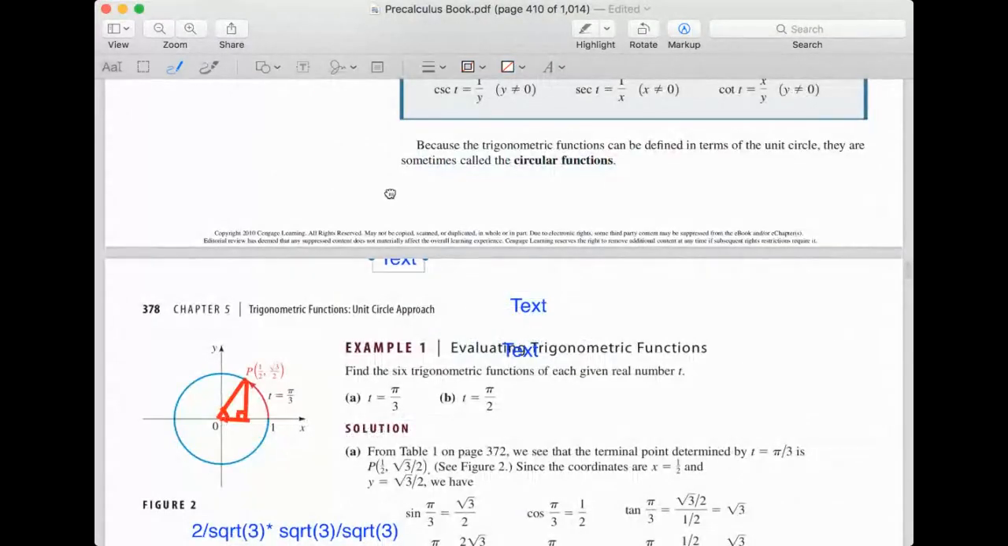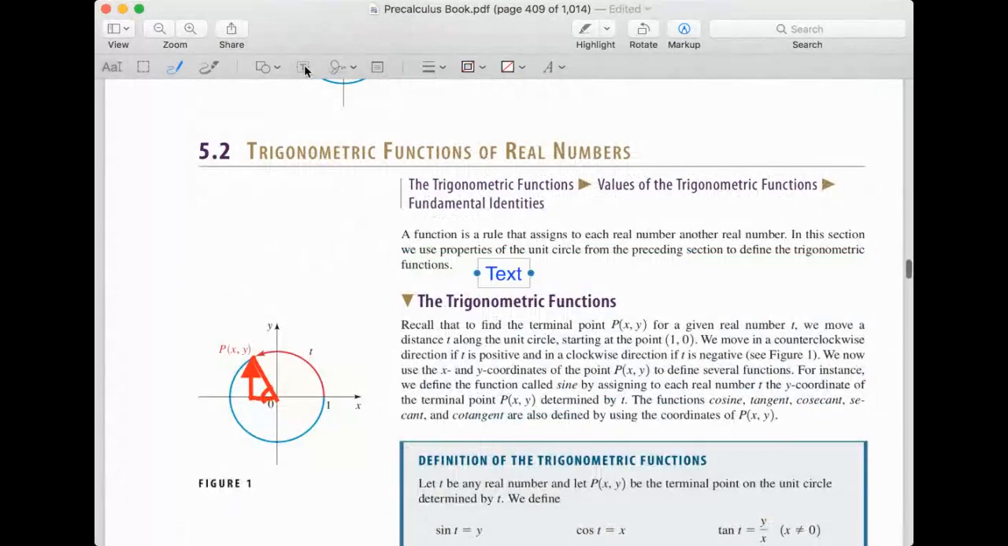Interesting, it doesn't come to above. Why not? Okay.